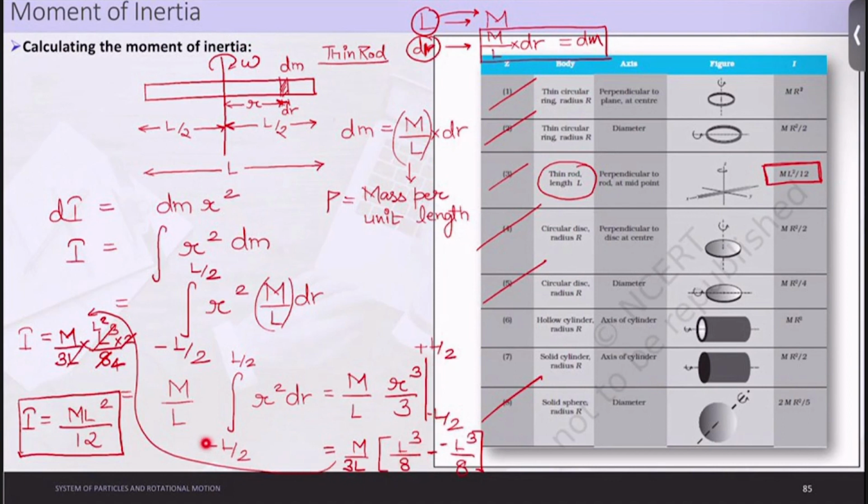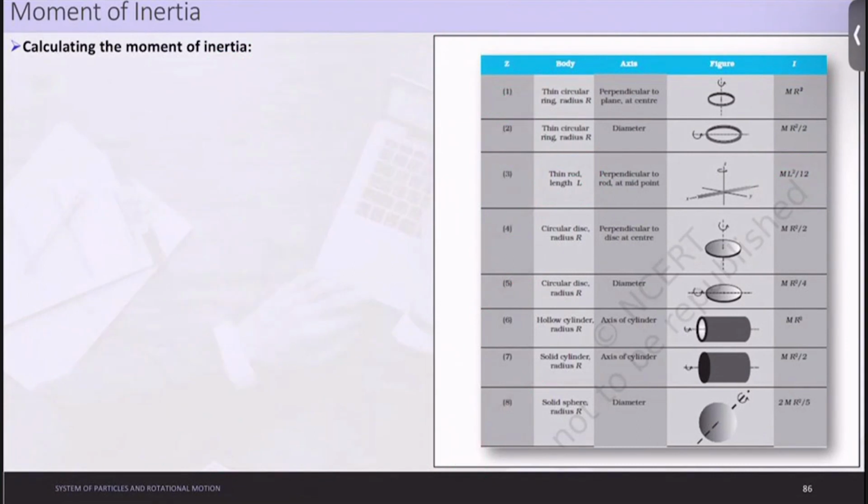And then when we do the mathematical calculations, we will finally get the answer: I is equal to ML square by 12. Which is also written here. As you can see, this is equal to ML square by 12. What is the axis? The axis is perpendicular to the rod at its midpoint. Okay. So I hope the first concept, the calculation of moment of inertia of a thin rod of length L, is clear to you. Now let us try to calculate another moment of inertia.